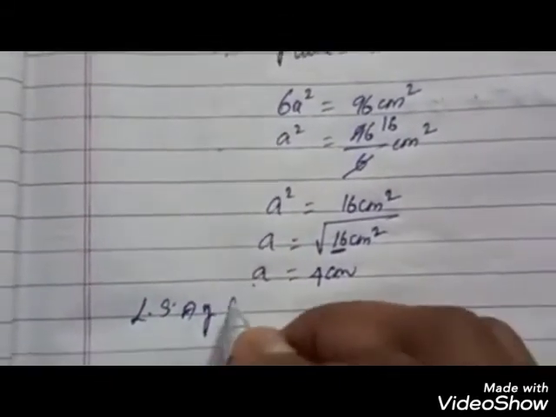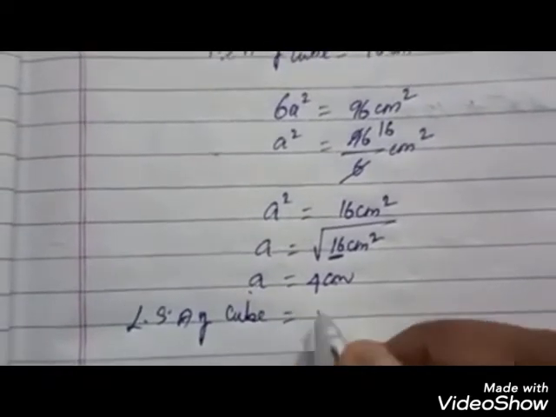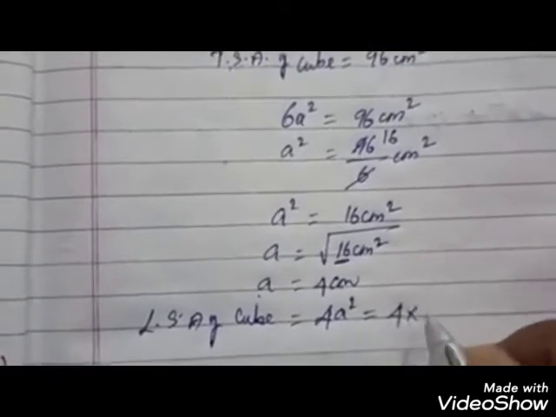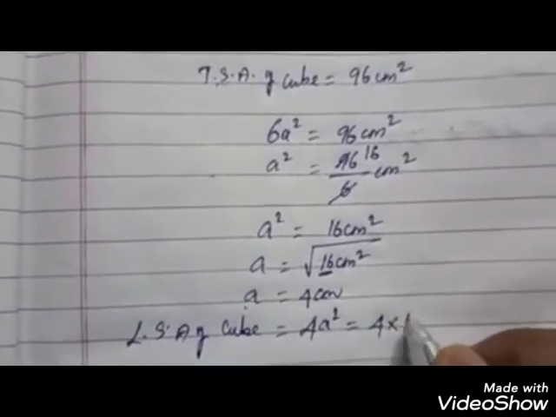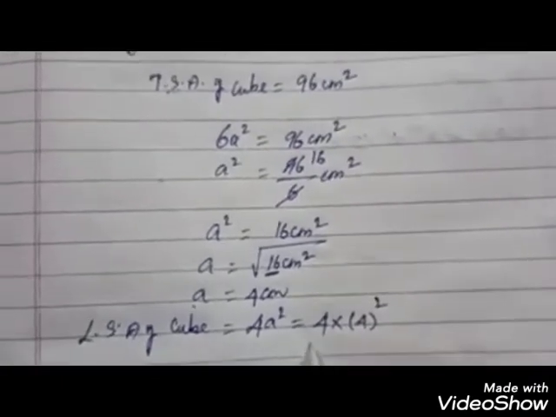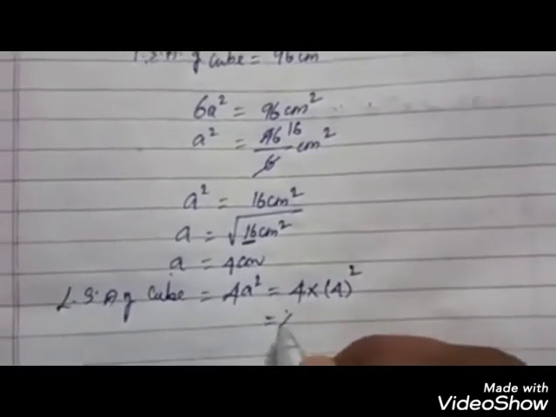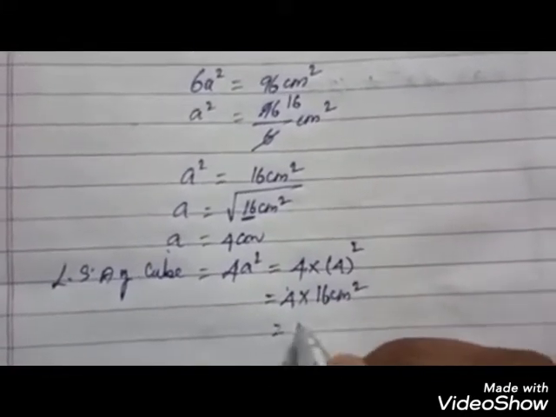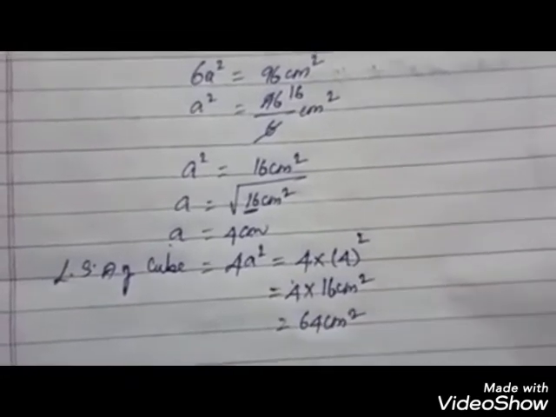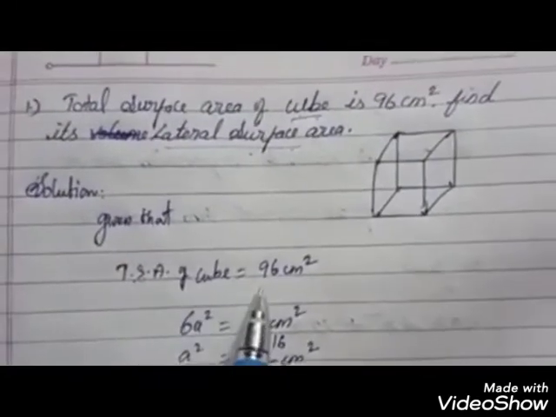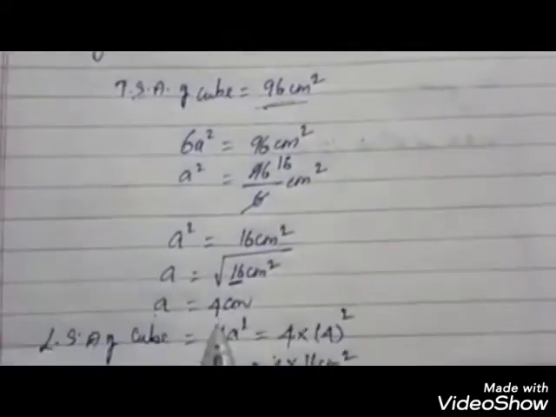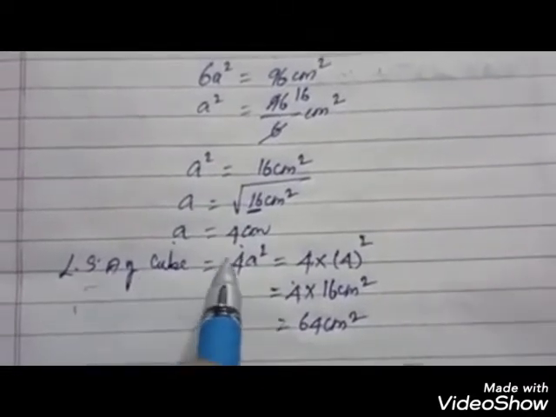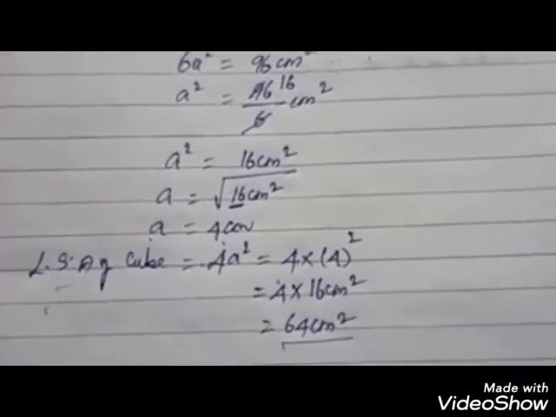LSA of a cube equals 4a square. So 4 into, what is the value of a? 4. So 4 into a square, which is equal to 4 into 16 centimeter square. 4 into 16 is 64 centimeter square. So by using the total surface area, first we find the edge, next we move on to find the lateral surface area of a cube. That one is 64 centimeter square.